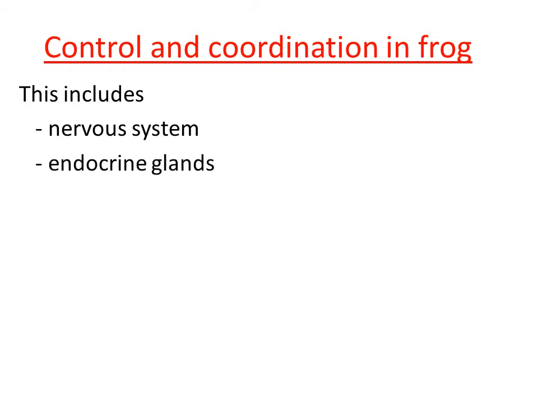Then move to control and coordination in frog. What do you mean by this? Any function that is taking place in the organism needs to take place in a coordinated way, right? The control and coordination of each and every function in the frog takes place by some organ systems. There are two organ systems that help in coordinating and controlling the different activities. Those are nothing but the nervous system and the endocrine glands.